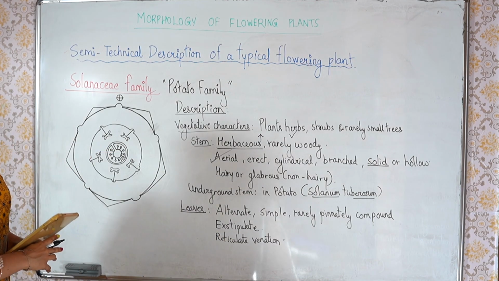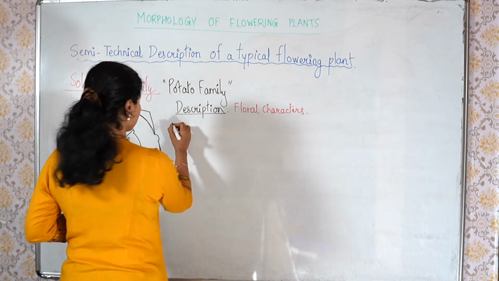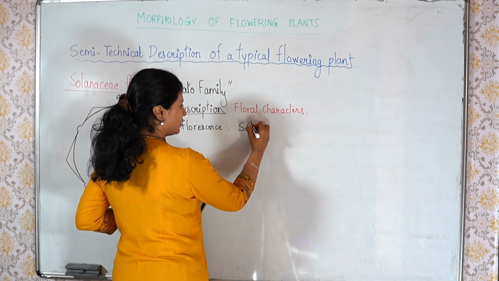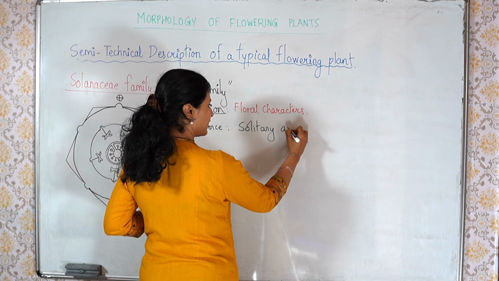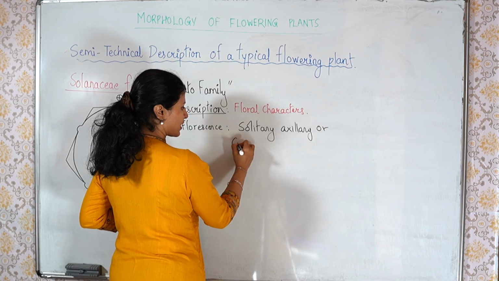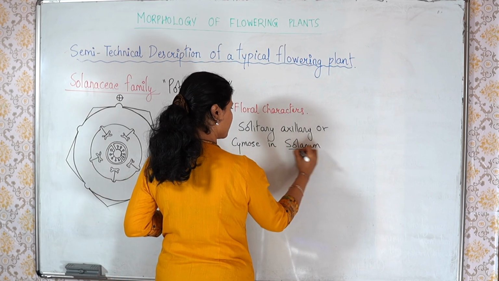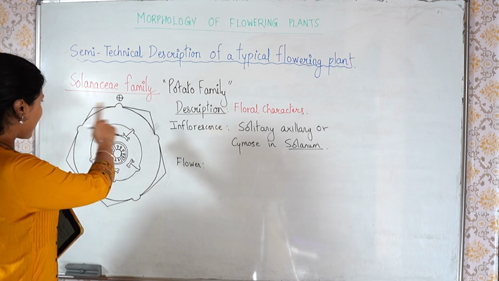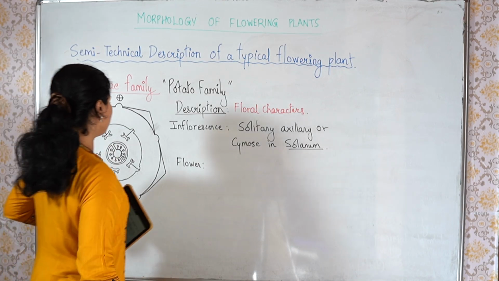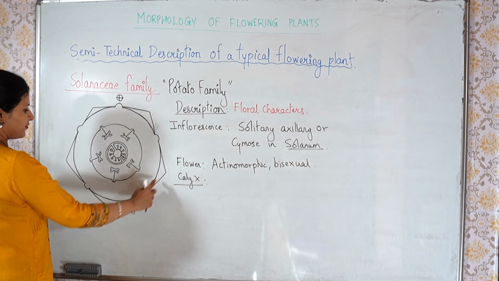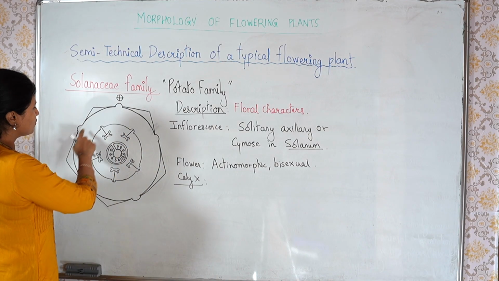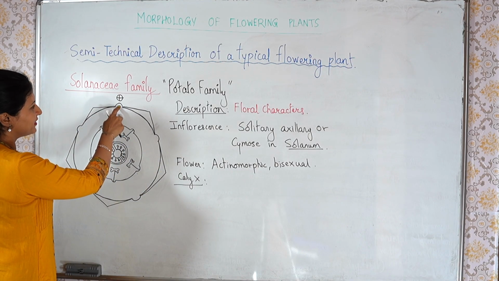Next, we move on to the floral characteristics. Floral characters. Inflorescence. If they are solitary axillary, or cymose inflorescence is seen in Solanum tuberosum, potato. Then flower, it's actinomorphic and it's a bisexual flower. Calyx, as you can see, are 5 in number. They are fused together. Fusion is usually indicated by this symbol.